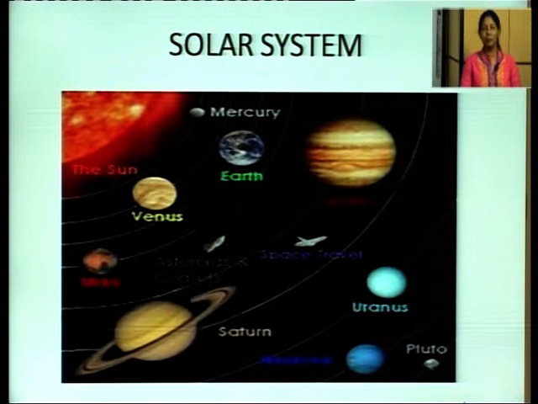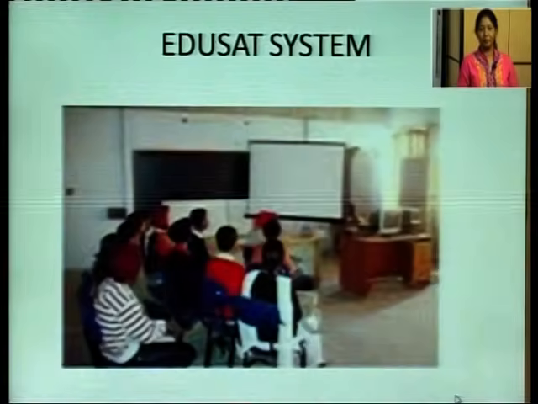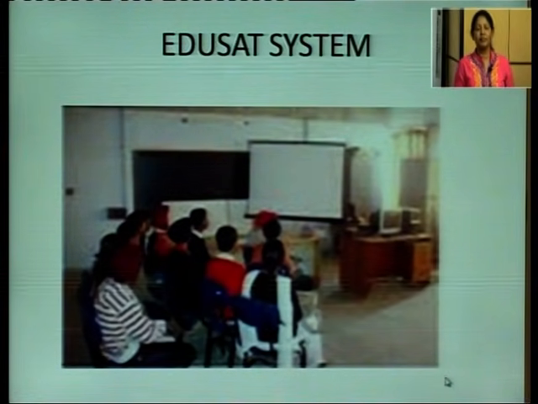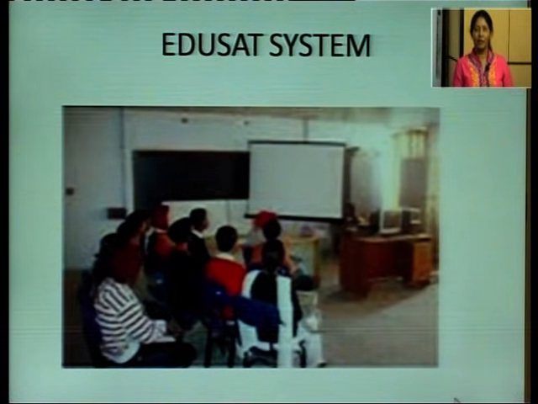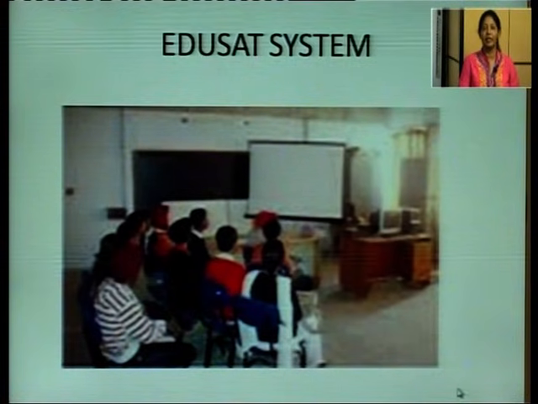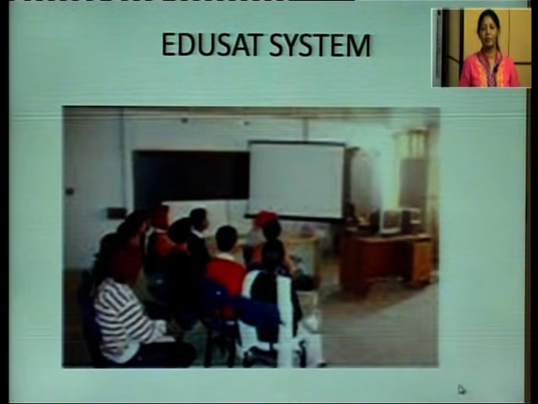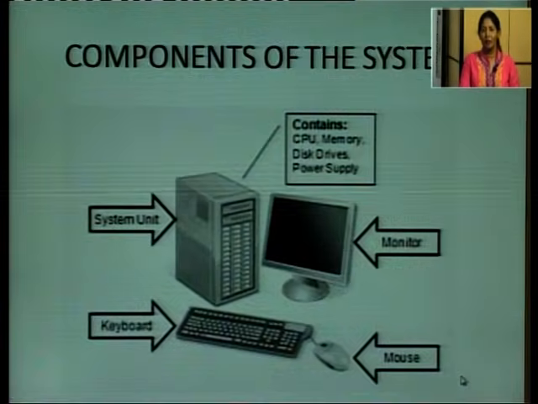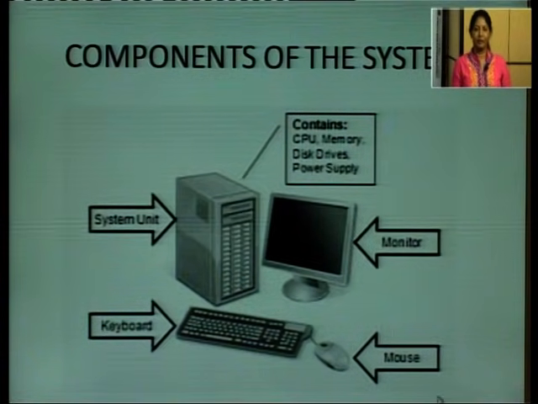Then the next example of a system is your solar system, where different planets are there. And the best example is your Edusat system. In the Edusat system, from the hub in Mohali, I am delivering the lecture to all the polytechnics of Punjab. All the students of the polytechnics gain the information from this hub. This is the best example of a system. Like your electricity system.